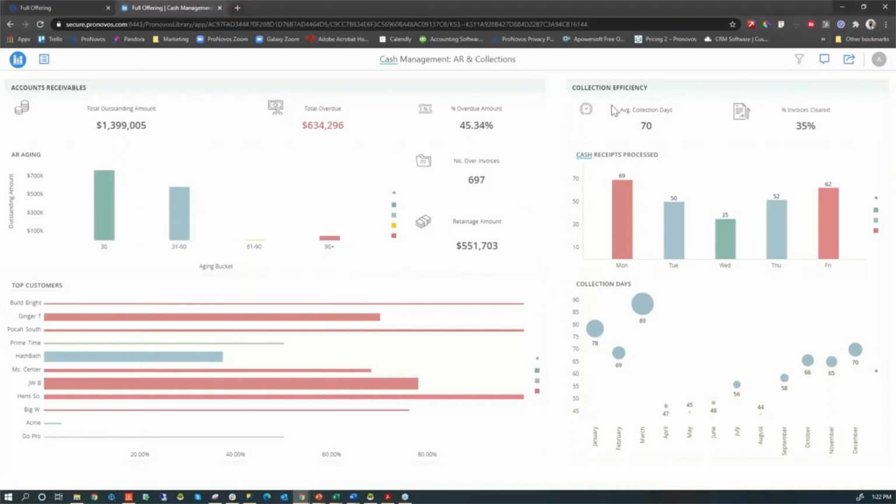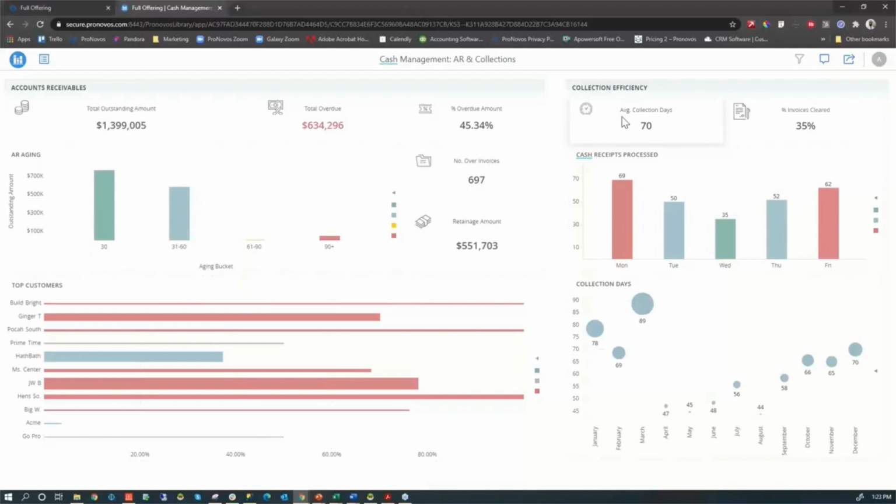Collection efficiency, everybody's probably familiar with average collection days. We've certainly seen that creep up over time in the last couple of years. That's pretty typical, but that's a good metric to have. You could, of course, look at any number of things. You could look at your AP and AR collection days and payment days together to get a feel for what your cash flow looks like visually.